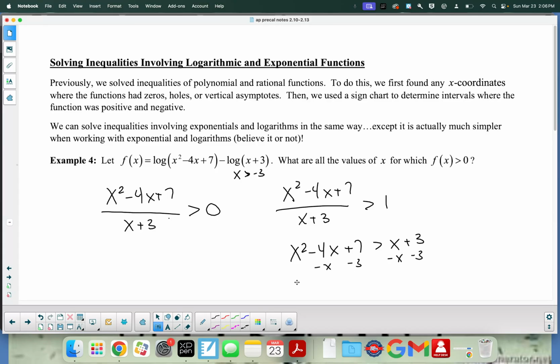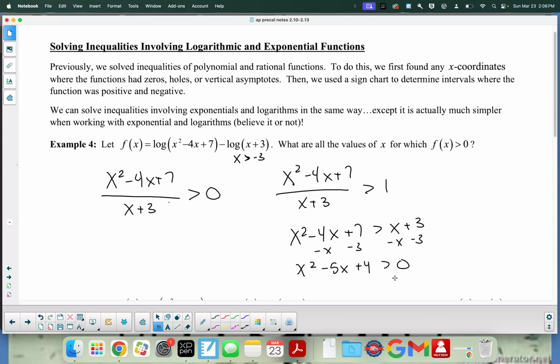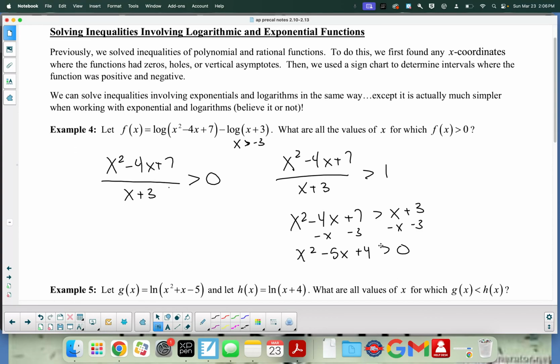All right, so x squared minus 5x plus 4 greater than 0. Now, this is actually factorable. What multiplies to give you 4 and adds to give you negative 5 would be negative 4 and negative 1. And that means when I set them equal to 0 and solve, my numbers that I'm going to be checking on my number line are going to be 4 and 1.